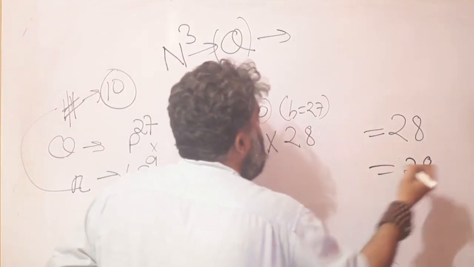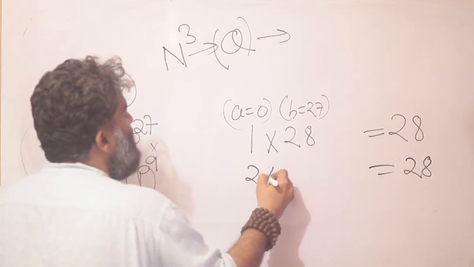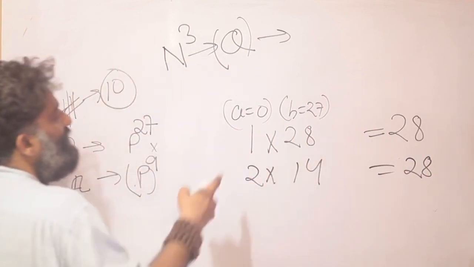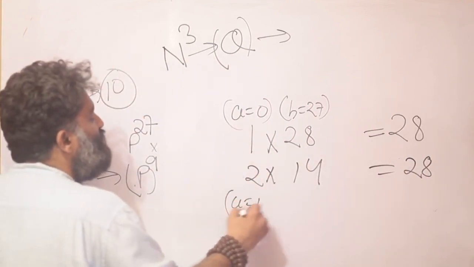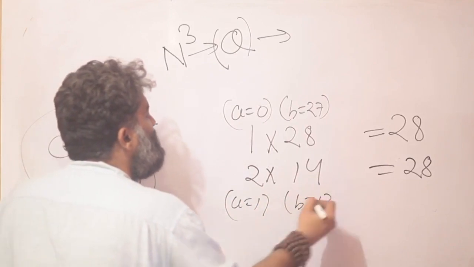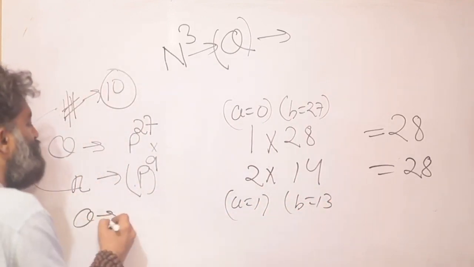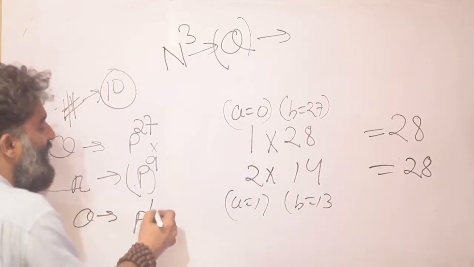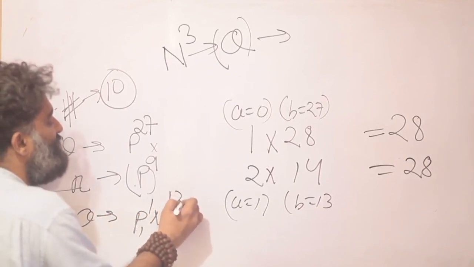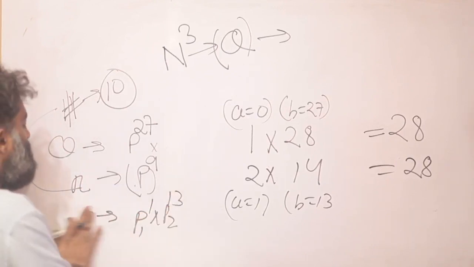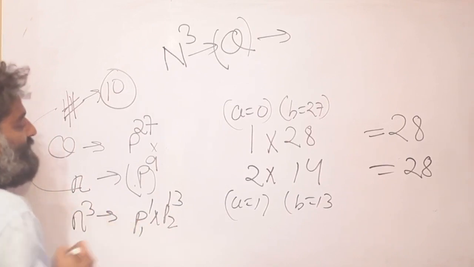Any other way of writing 28? Yes, I can write it as 2 into 14. That would mean a equal to 1 and b equal to 13. That would mean q is p raised to 1 and another prime number raised to 13. Now stop here. Is this possible at all?